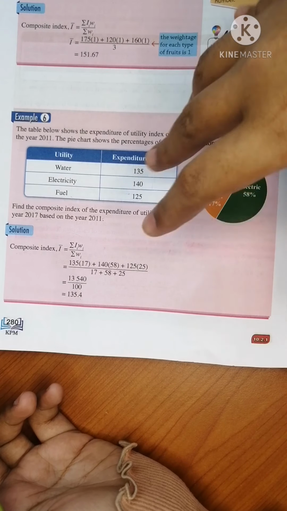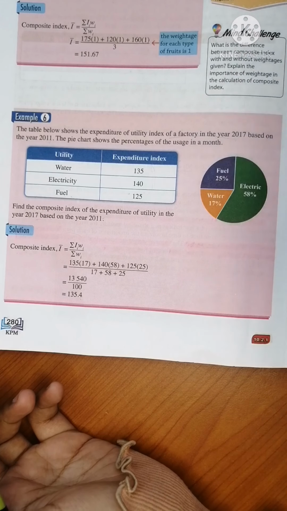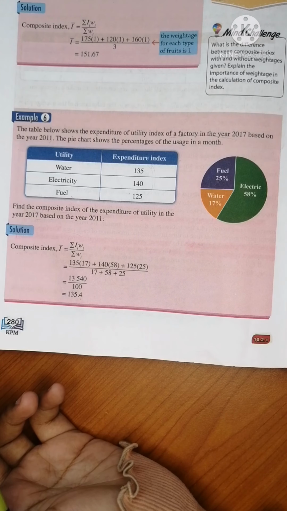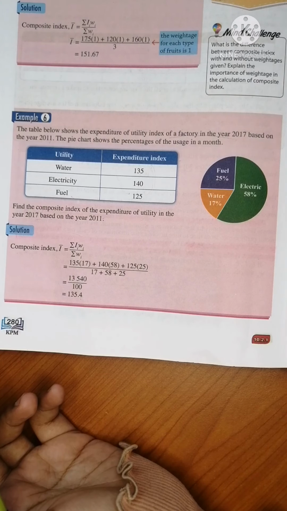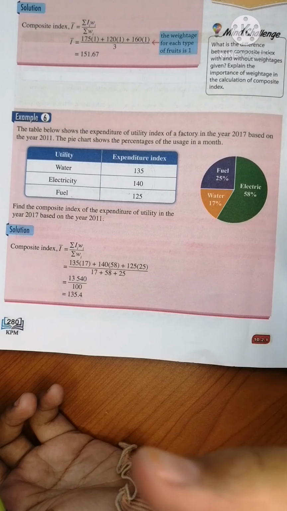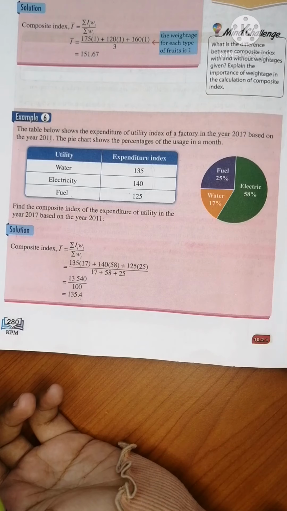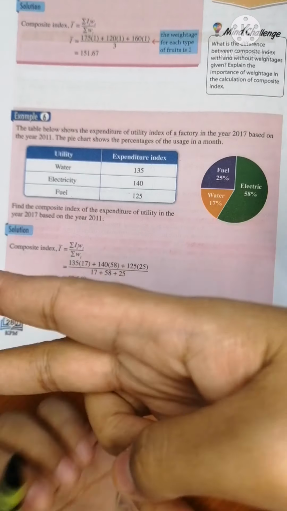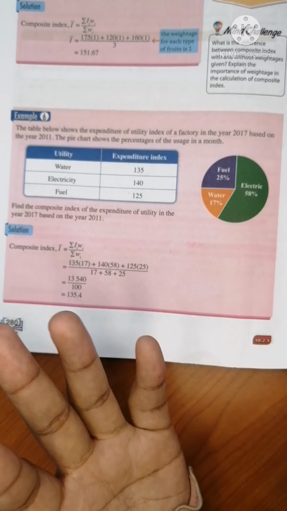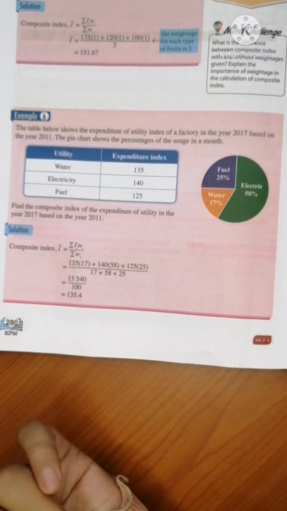For this subtopic 10.2, the most important thing is you need to know what the weightages given are, and that is the one thing. And then the second thing is you need to know what the index number given is. And after you know these two terms, then you can find the composite index.